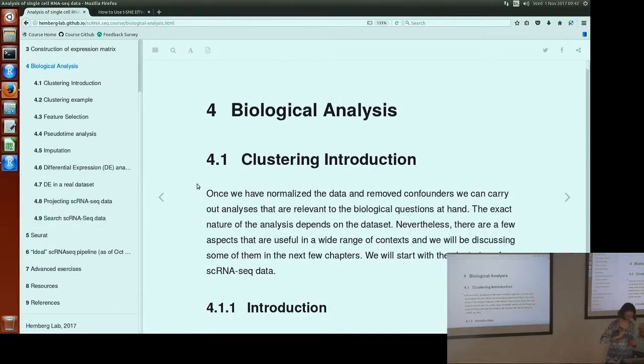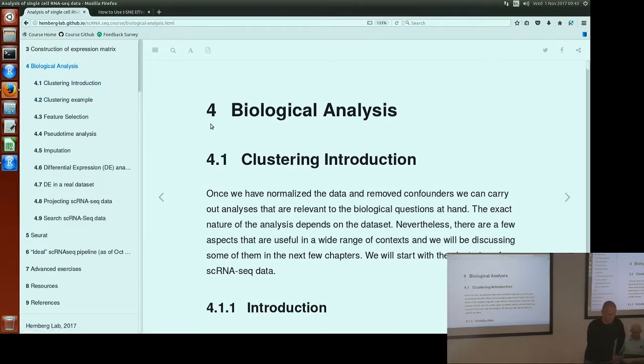I'll hand it over to Vlad to look at clustering. Can you hear me? Good. So any questions so far from the previous chapter? No? Okay, so today we're going to have a more biological day, so there will be more downstream analysis of the data, and we will look at different biological aspects that we can define from our data.